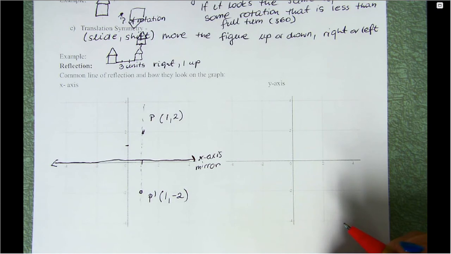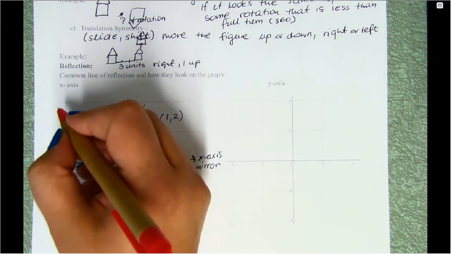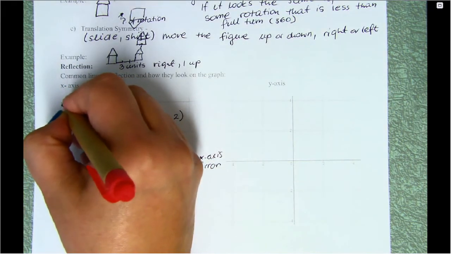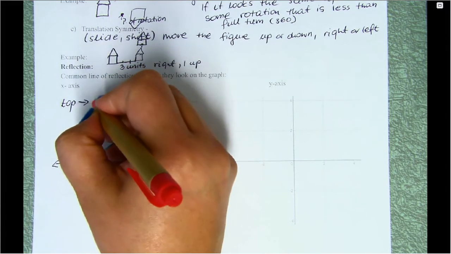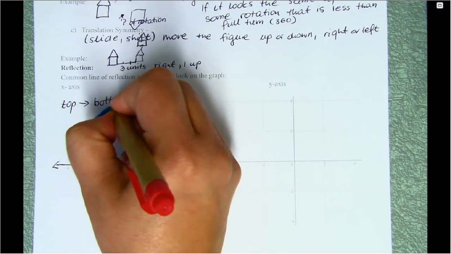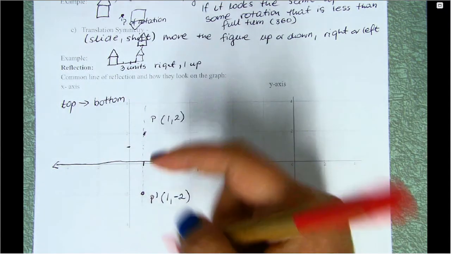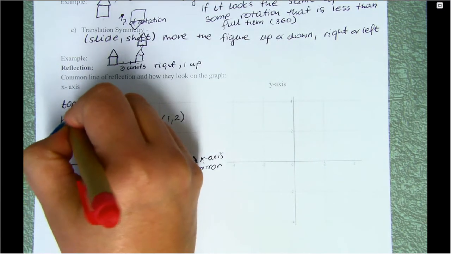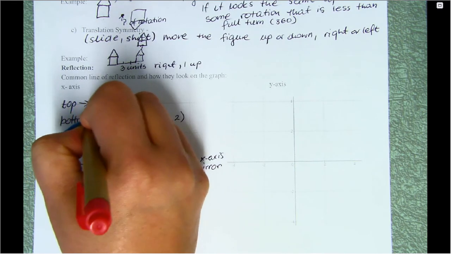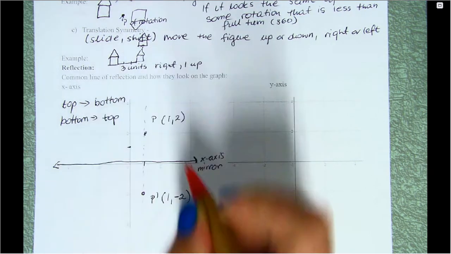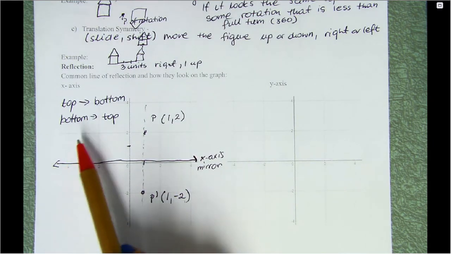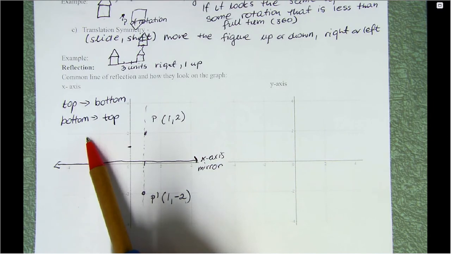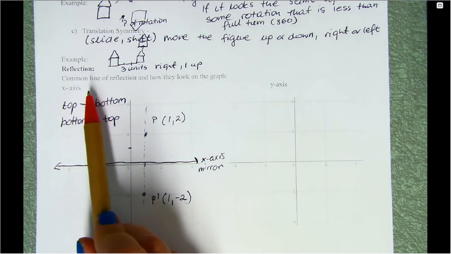So what else do you have to remember? That if your pre-image is at the top and you're reflecting it over the x-axis, your image is going to end up on the bottom of it, right? If you're starting from the bottom, you're going to end up on the top. And it doesn't matter what part of the graph you are. If you're starting on the bottom here, you're going to end up on the top. So that's one line of reflection we're going to be using.